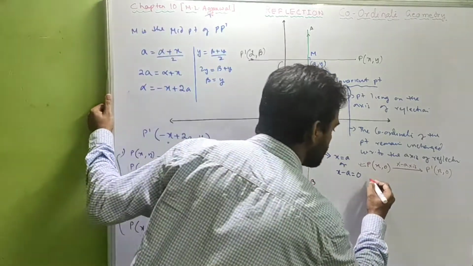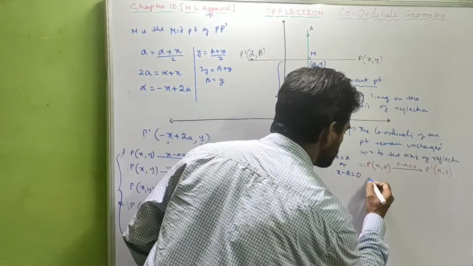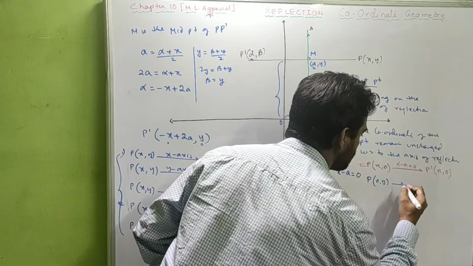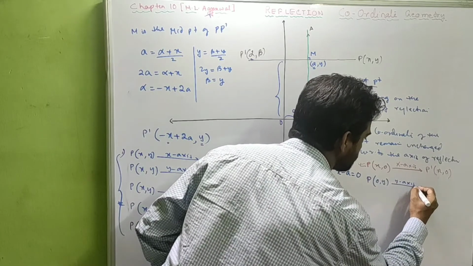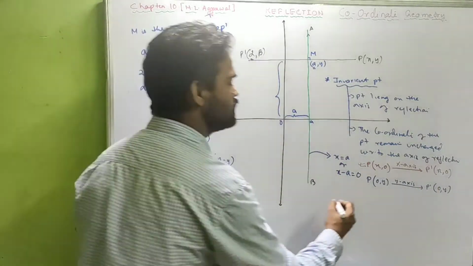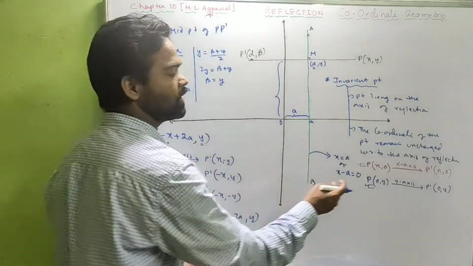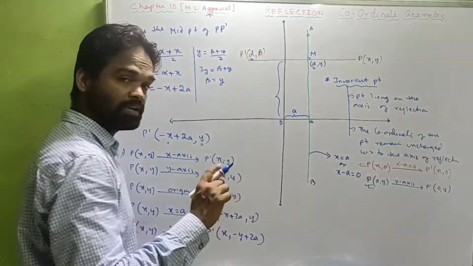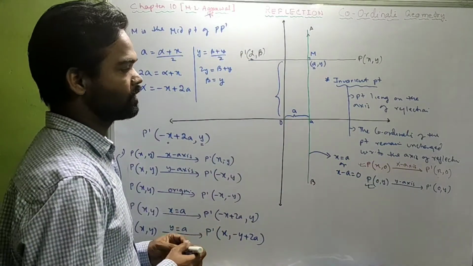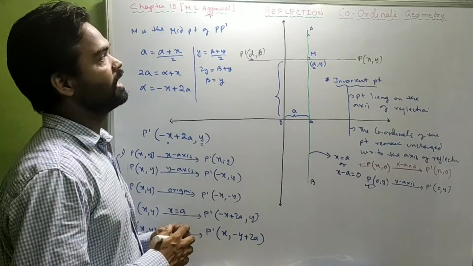Similarly, if you have a point (0, y) and it is reflected in the y-axis, it will be the same, (0, y). So these are your invariant points. The first one is the invariant point with respect to the x-axis. The second one is the invariant point with reference to the y-axis. Okay. Now let us look at the sums from the exercise.